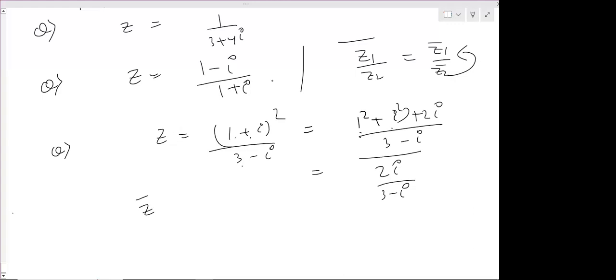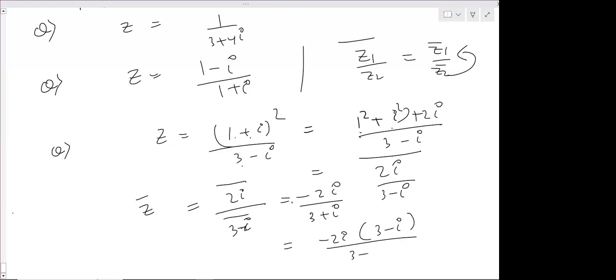I can use this property here also. So this will be 2i bar upon 3 minus i bar. So minus 2i upon 3 plus i. So minus 2i, I can multiply by 3 minus i upon 3 minus i. Now we know how to simplify this. All right, please simplify. Tell me the answer.